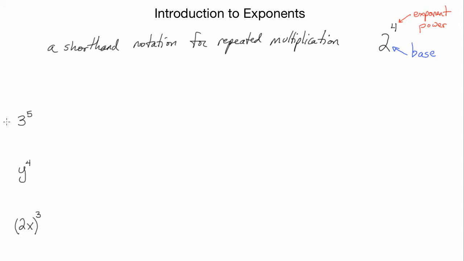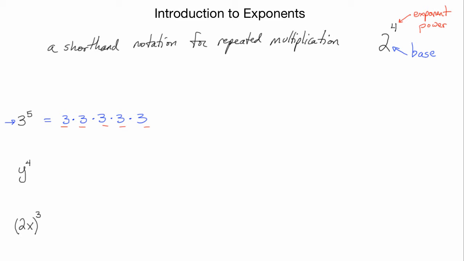So let's start with this example right here. I've got 3 to the 5th power, or 3 with an exponent of 5. Well, that 5 is telling me I have 3's all multiplied together. And in fact, there are 5 of them. We can count them all right up. So there's 1, 2, 3, 4, 5. 5 3's all multiplied. A shorthand way of writing that is 3 to the 5th power.